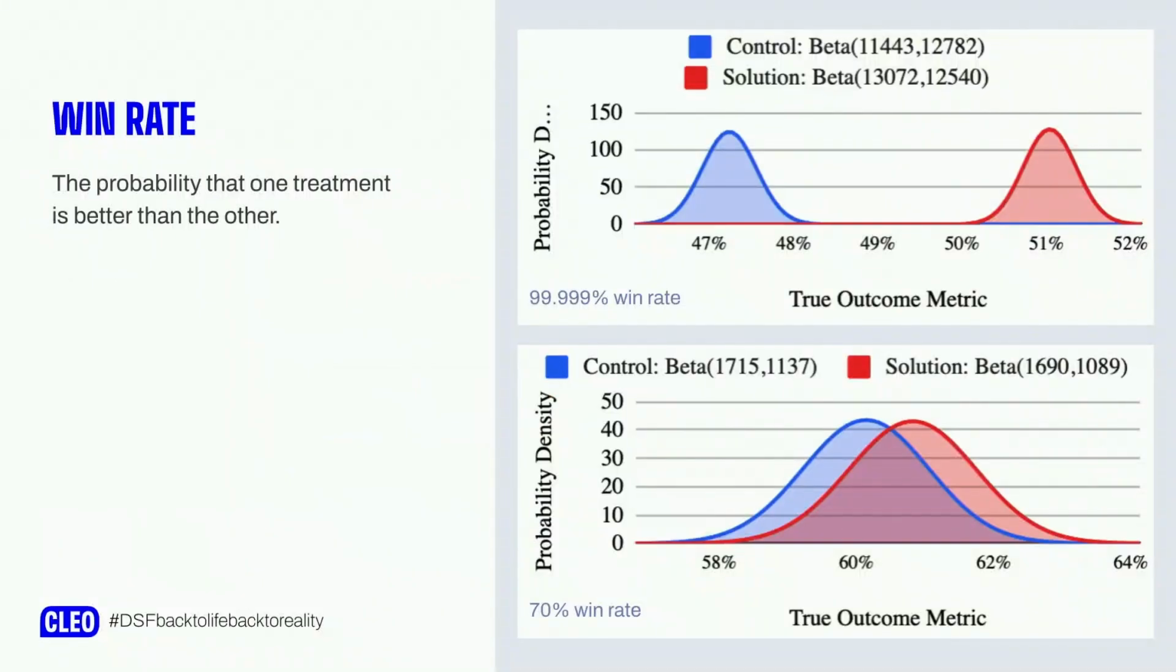And to calculate a win rate, one way of doing this is with sampling. So from each of these distributions, sample a success rate, see which one is higher, and then out of a large number of samples, the proportion where red is higher than blue would be the win rate for red. And so therefore, the more that these distributions overlap, the closer it will be to 50% win rate, and the more distinct they are, the closer to 100%.